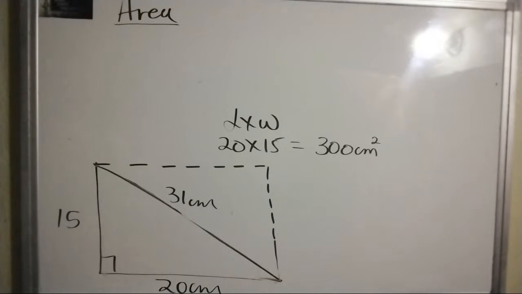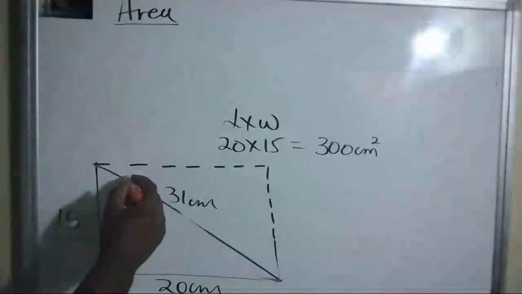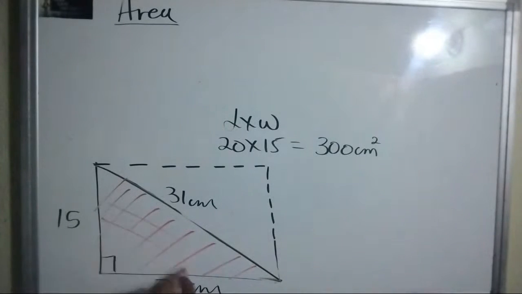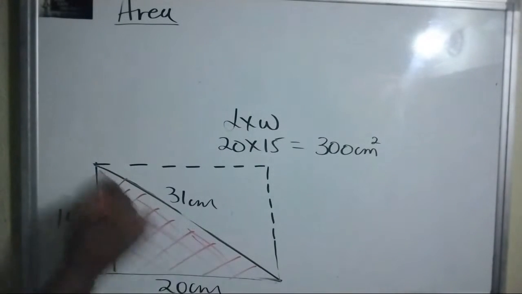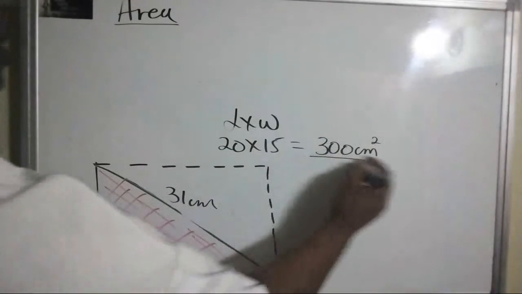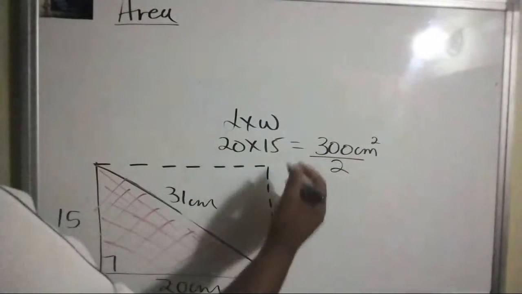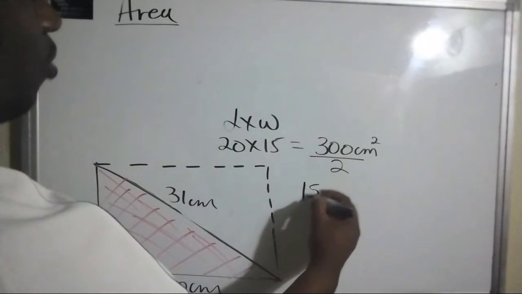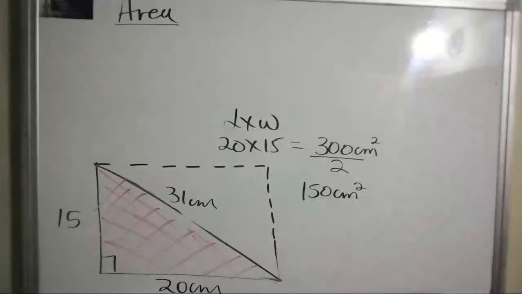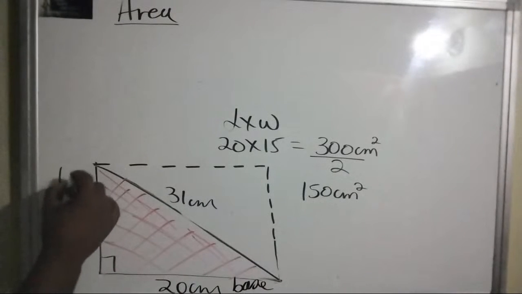However, we only want a half of it, right? Which is this portion here. So what's a half of 300? Correct, guys, 150, right? So we divide by 2, and that gives us 150 centimeters square. Or you could do it the formula way if you understand that it's the base times the height. Now this is the base and this is the height. The 15 is a trick.